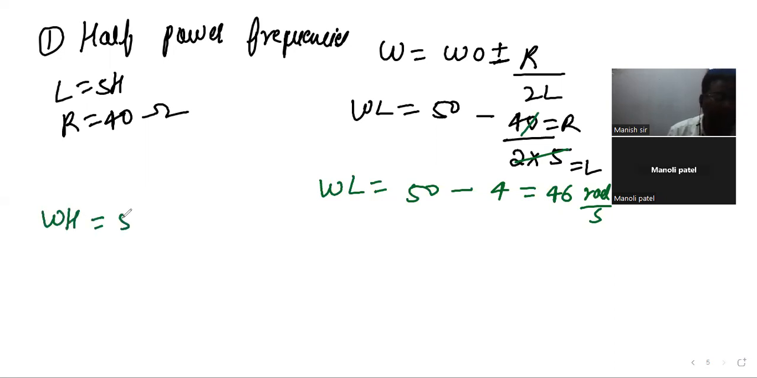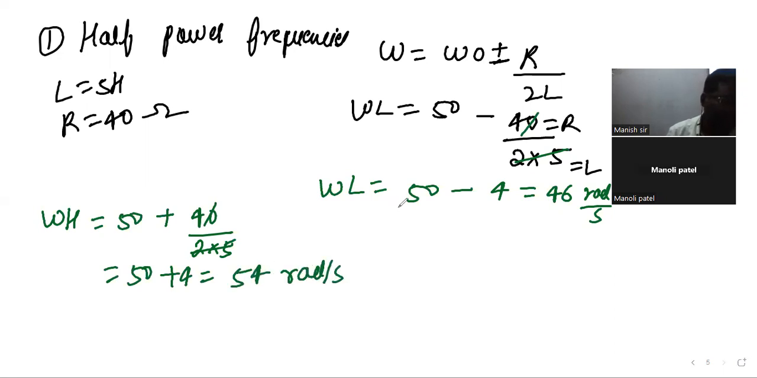So it is nothing but 50 plus. So I will use here plus. This is following plus and minus also. So it is 40 upon 2 into 5. So this will cancel this part. So it will be 50 plus 4. So it is coming out to be 54 radian per second. So please write down this explanation. It was asked in 2021.